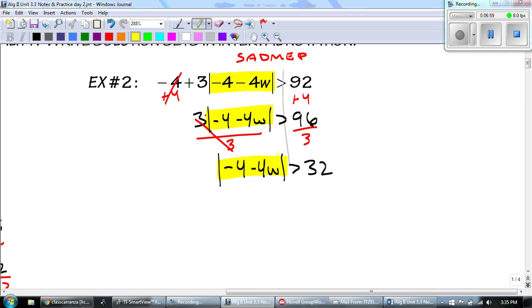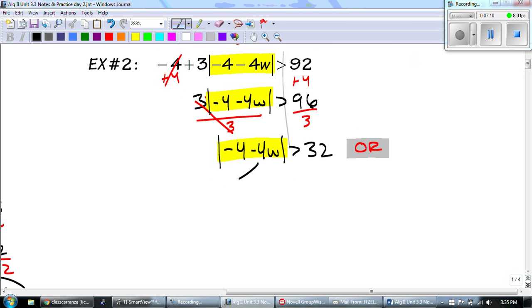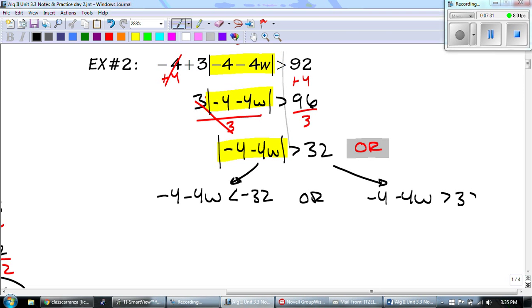Okay, so finally we got that absolute value by itself. It's greater. Okay, so greater. That means we're going to have 2, and then we have the or in between. So -4 minus 4w, -4 minus 4w. The less than -32, and then one that stays the same.